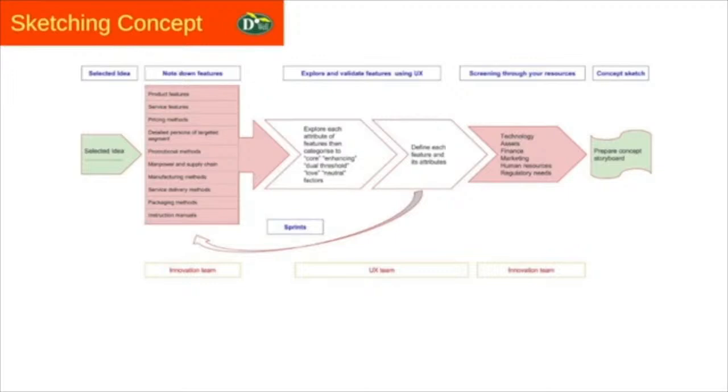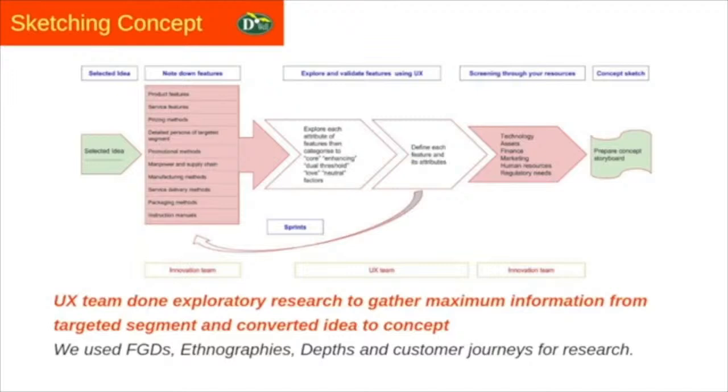Again, the sprints will be used here by the UX team. In this stage also it's scanned to the resources of the company. So we will get the UX team to do the exploratory research to gather maximum information from the targeted segment and convert ideas to concept. FGDs, everybody is familiar with FGDs, and ethnographies, depth interviews and customer journeys are the UX methods. Well, these methods are similar to qualitative, but as I explained earlier, there we talk more about the experience of the user. So these are the methods adopted at this stage.